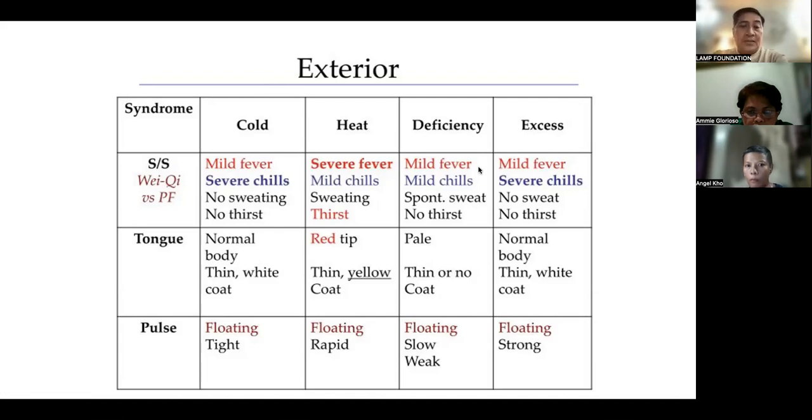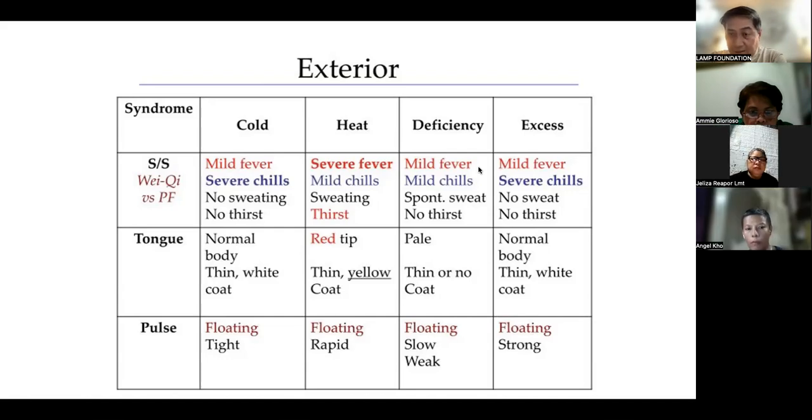Okay. So, di ba naaral natin red tip or the sides? Di ba? And you can have a thin yellow coat. Thin yellow coat. Hindi pa siya thick. To be differentiated from exterior. Remember? Puro ito exterior. Hindi pa pumasok. Ha? May 4 na klase. Pwedeng cold, pwedeng heat, pwedeng deficiency, pwedeng excess.